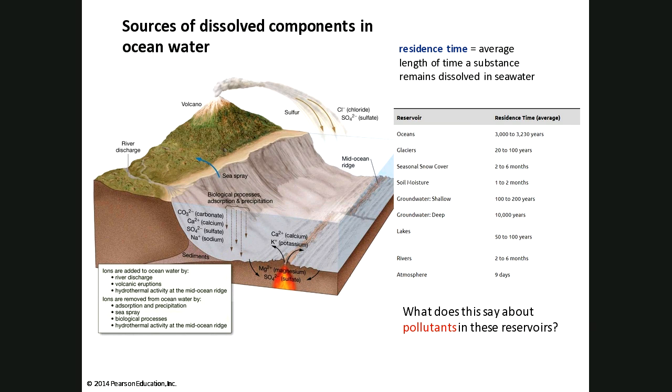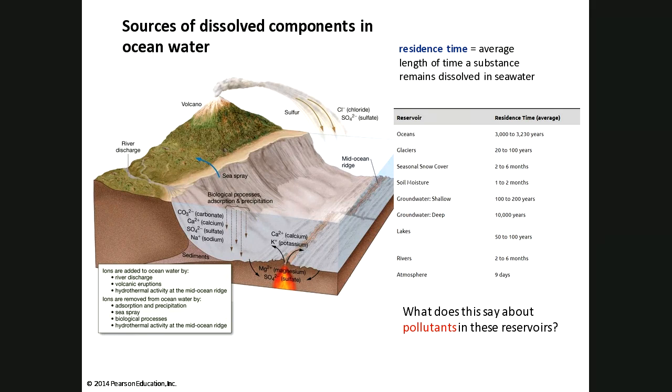Precipitation is not going to remove the ions, but it's going to dilute them. And then sea spray, which would splash it up on land. Certain biological processes and hydrothermal activity, again, can remove certain ions as well, like magnesium and sulfates. Now, these are things that are part of natural processes. Again, focusing on things like river discharge or stuff being dumped into the ocean from coastal communities.